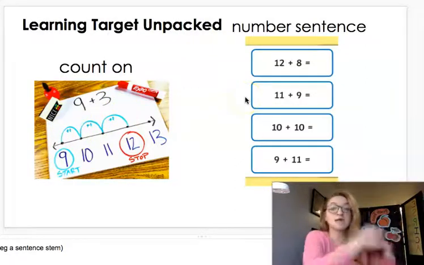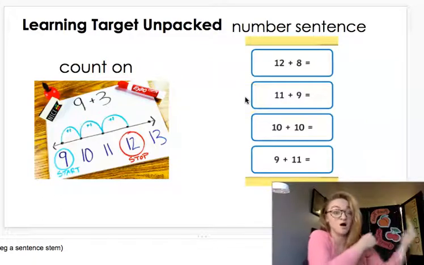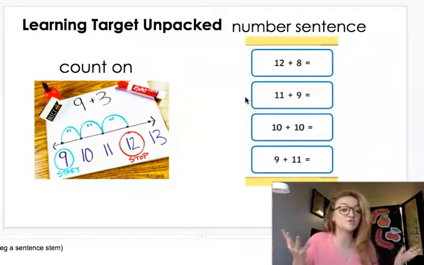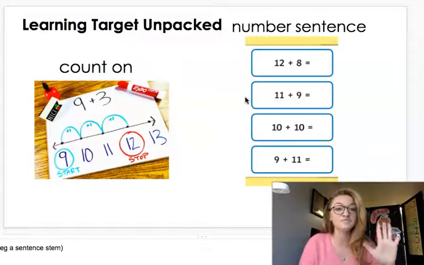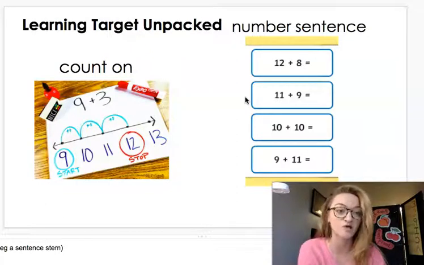But you could keep counting on, right? Because numbers go on and on and on. So counting on is something that could continue, or it could be something that you stop. Like right here, I stopped at 12.